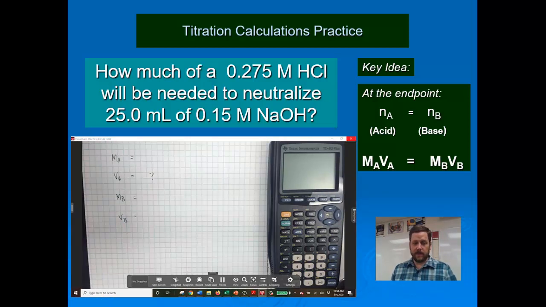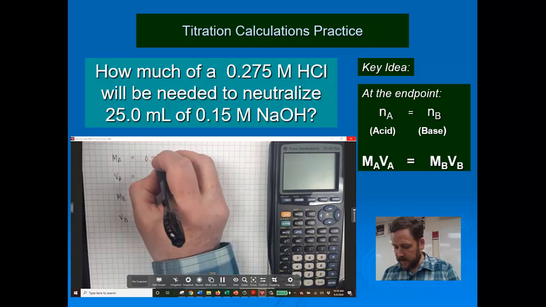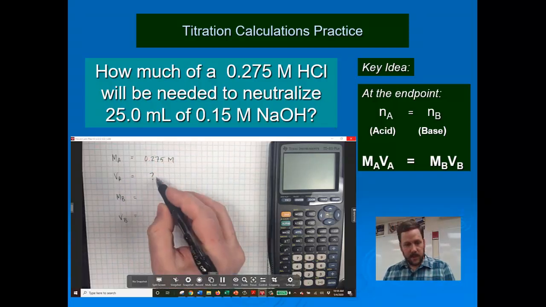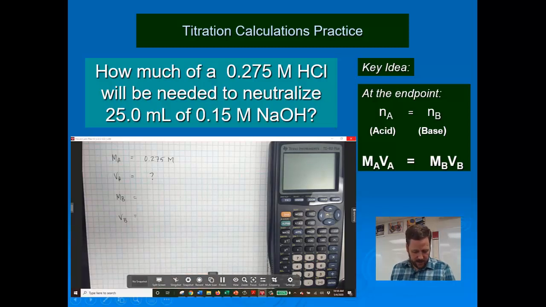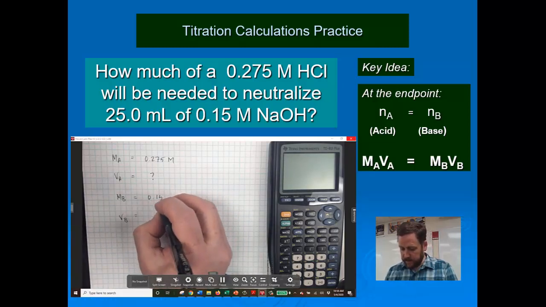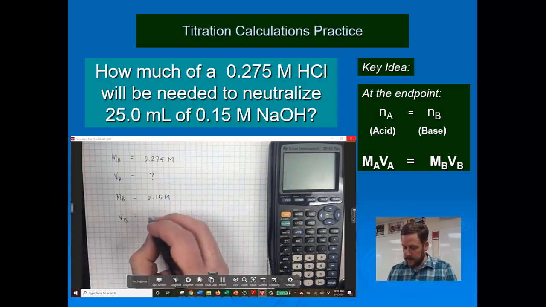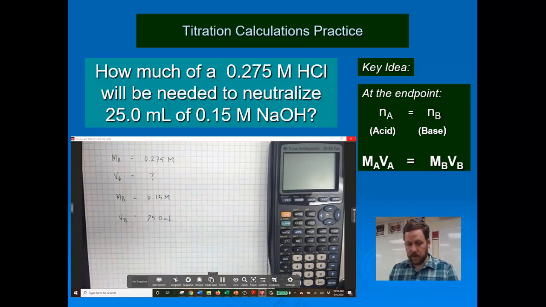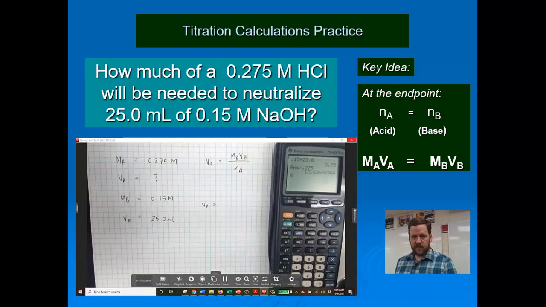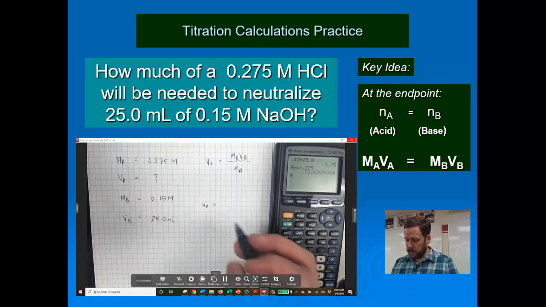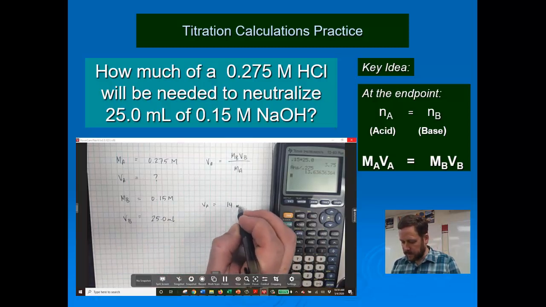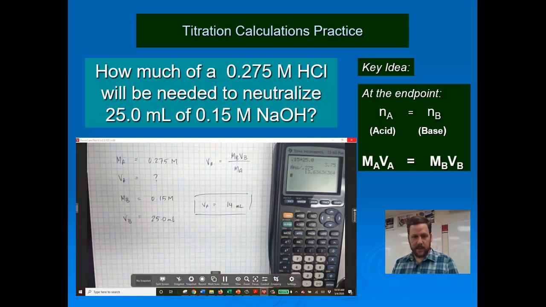Did you correctly identify that this problem is asking for volume of acid? The molarity of the acid is given as 0.275 molar, and it asks how much of that would be needed to neutralize a basic solution. The base is 0.15 molar, and the volume of the base we're trying to neutralize is 25 mLs. So this time we want to rearrange the equation to solve for VA. The volume of acid that would be needed is 13.6 mLs. If we only know the molarity of the base to two significant figures, we can only really estimate that answer to two significant figures. About 14 mLs of acid will be needed.